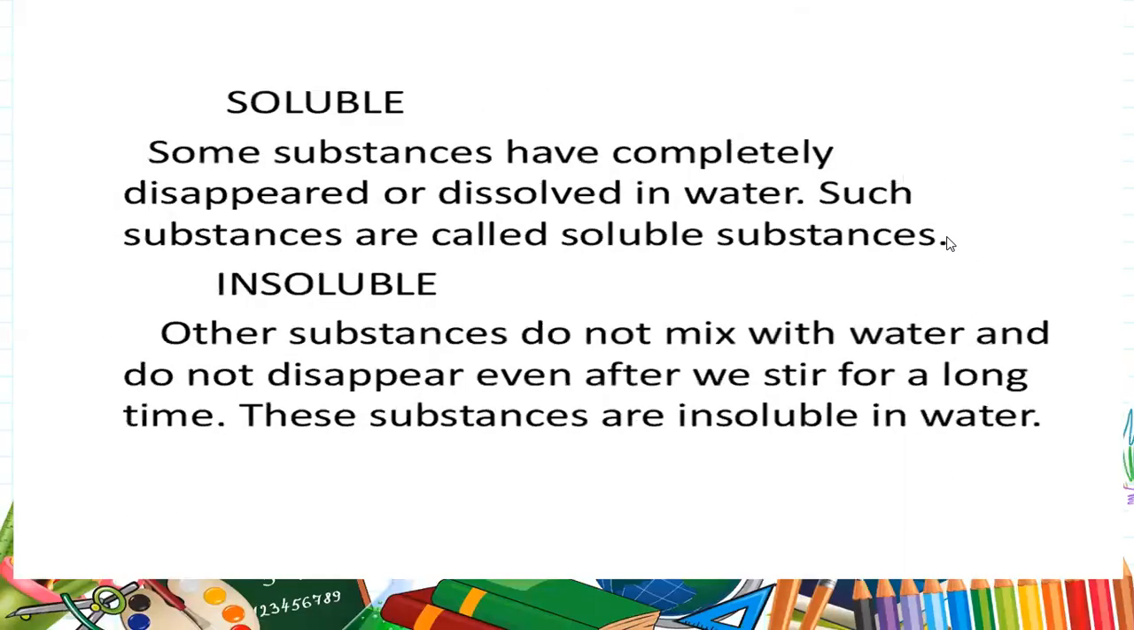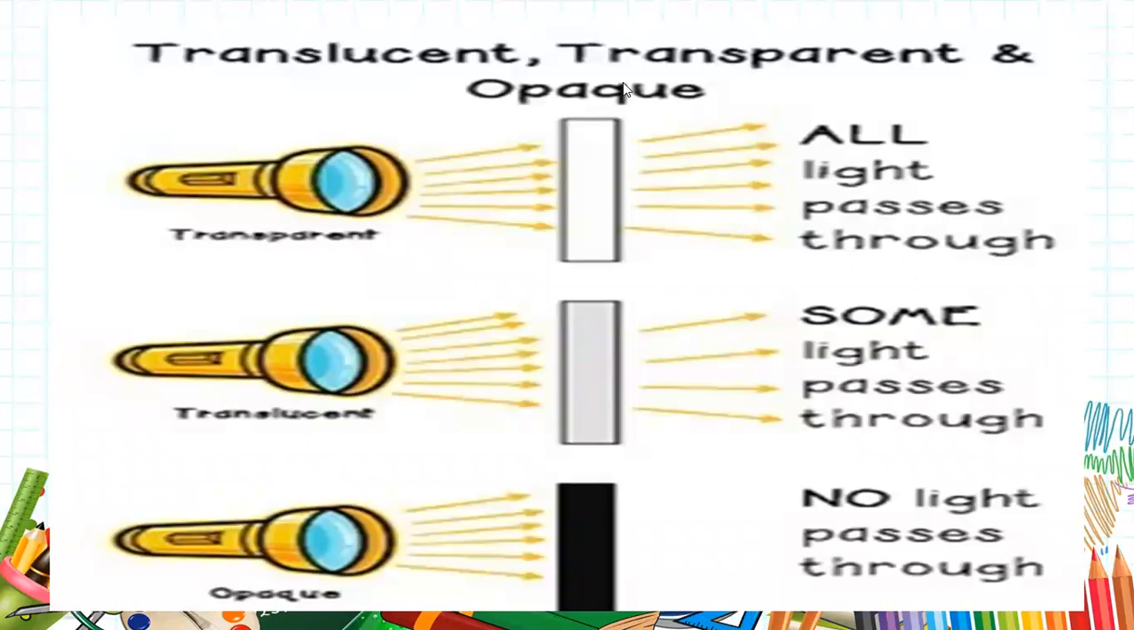So soluble and insoluble, we have already discussed. Here you can see translucent, transparent, and opaque substances, right? These substances are transparent. Here the light can pass through them. Translucent, only some light passes through them, and in opaque, no light passes through them.